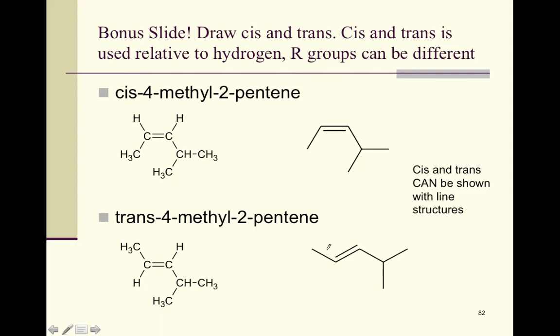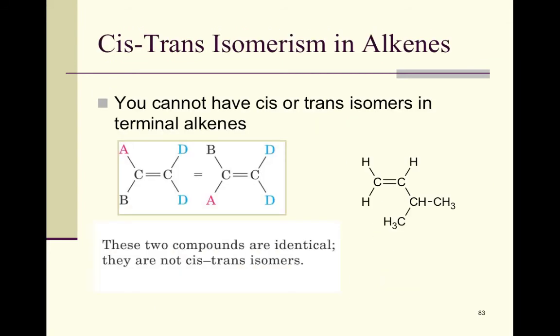In a line structure to show trans, you would have the zigzag pattern, and you could see that if you were to fill in the hydrogens, my hydrogens on a line structure would be cis. I'd fill in my hydrogens here. They would be trans. You definitely want to practice how to do a line structure illustrating cis and trans. You cannot have cis or trans isomers in a terminal alkene.